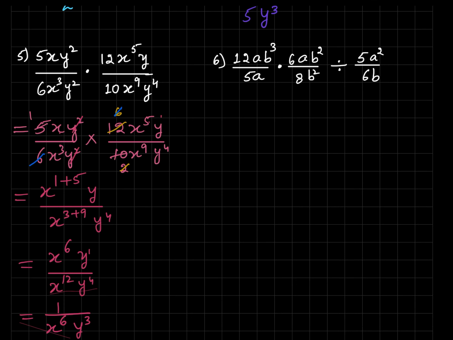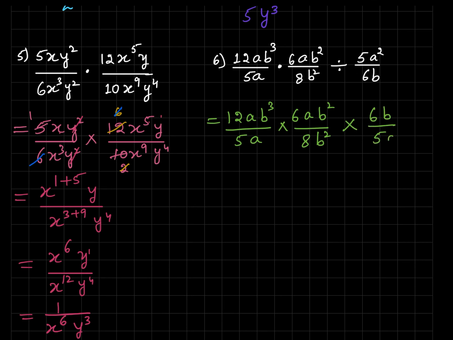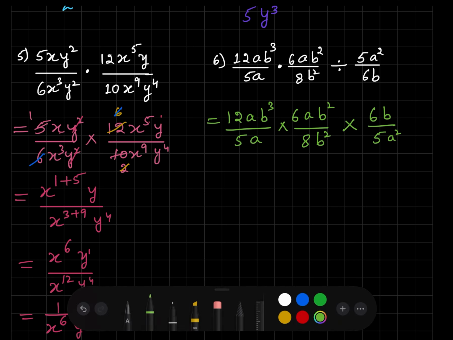Okay, here we have multiplication and division both. No problem, we can do it. So this is 12ab whole cubed over 5a times 6ab square over 8b square. Division, so I will write multiply and then flip this. So 6b over 5a square, right? So now cancelling, so this a goes, b square goes, right?